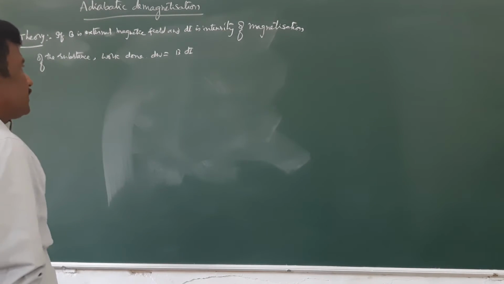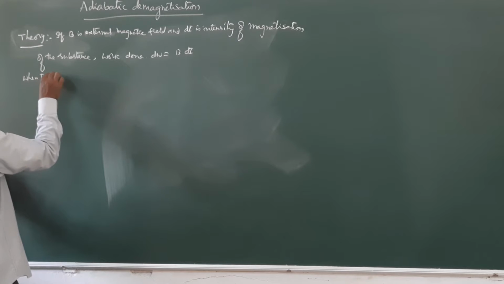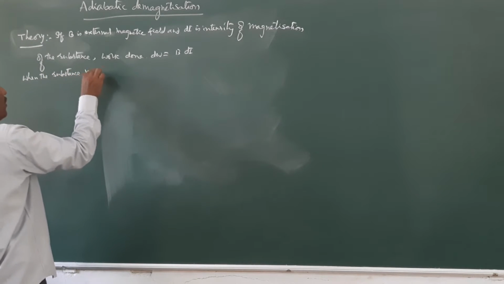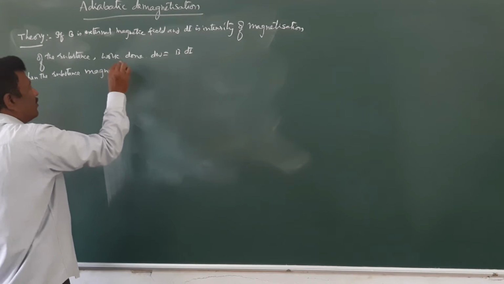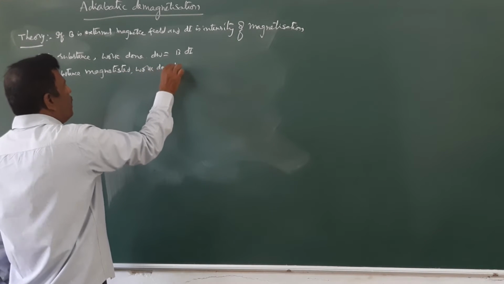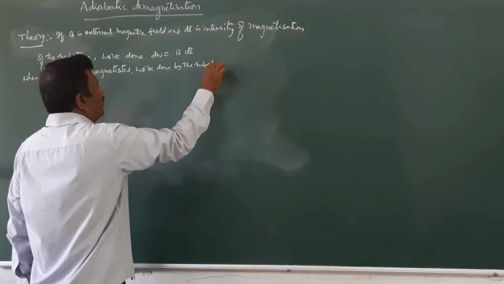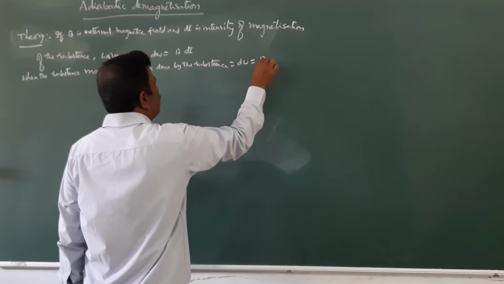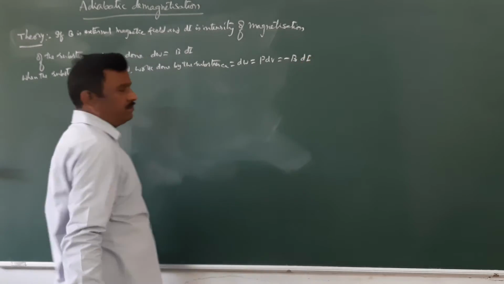So when the substance is demagnetized, the work done by the substance is dW, that is equal to B dI, that is equal to minus B dI.